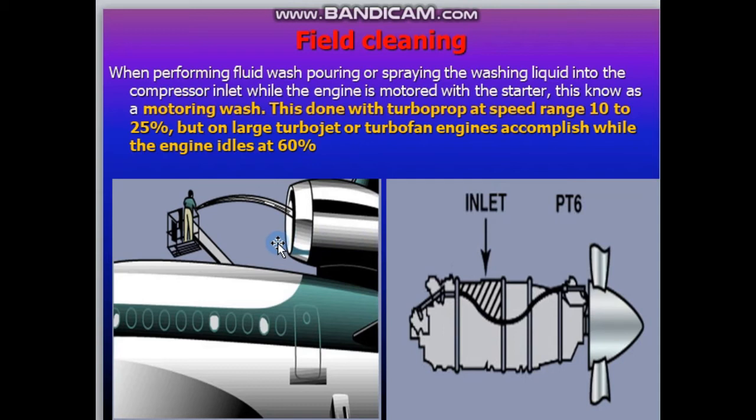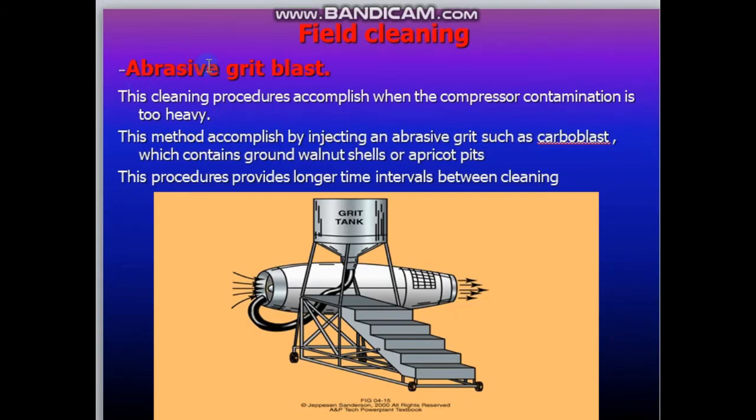The second type of cleaning is abrasive grit blast. This cleaning procedure is accomplished when the compressor contamination is too heavy. This method is accomplished by injection of abrasive grit such as carboblast, which contains ground walnut shell or apricot bits. This procedure provides a longer time interval between cleaning.